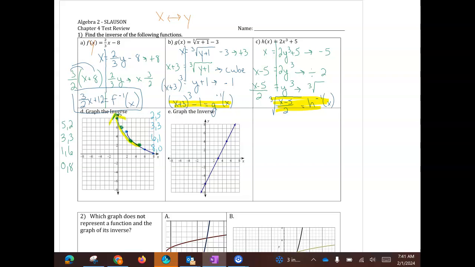Arrow on this side, but not on the other side. So there's my first inverse. The next one, same thing. I'm just going to take these points that are already established.